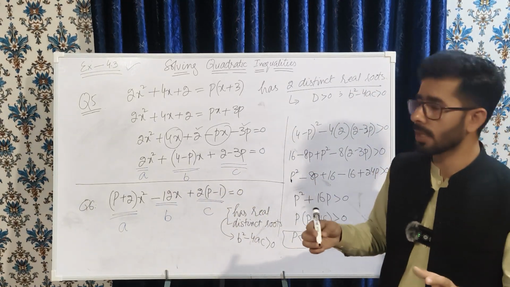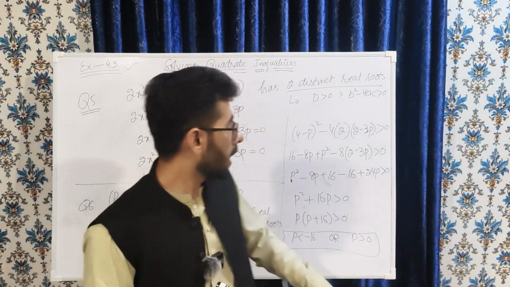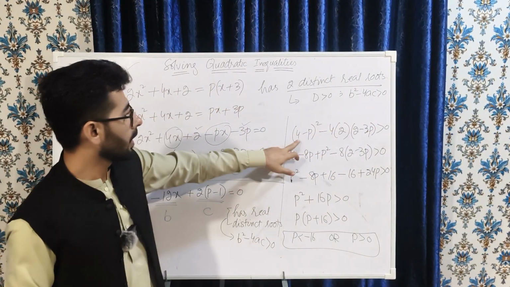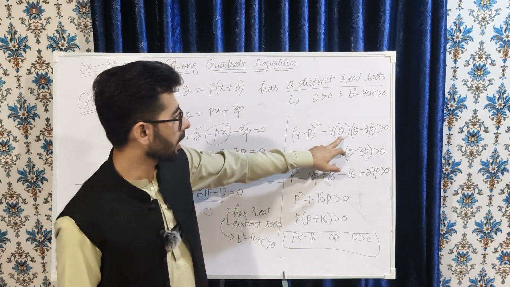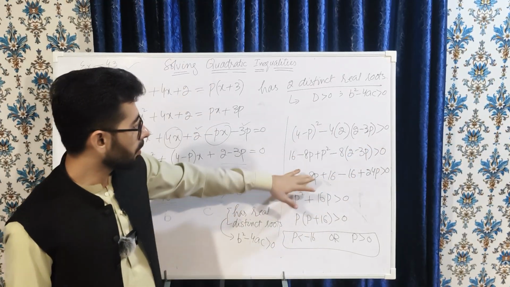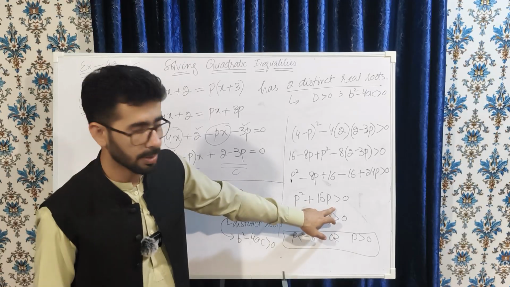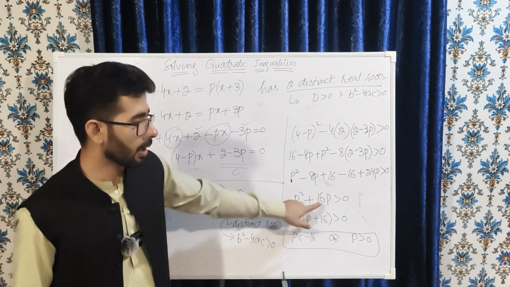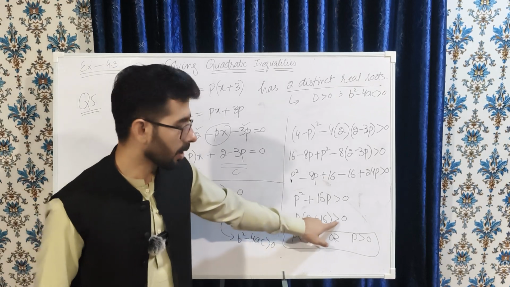We have all these three values. Now we put them in the b square minus 4ac term and set it bigger than 0. So we put b value as (4 minus p) whole squared, minus 4 times a, which is 2, times c, which is 2 minus 3p. We simplify everything and in the end we get p square plus 16p bigger than 0. If we take out p as a common factor, we will be left with p times (p plus 16) bigger than 0.